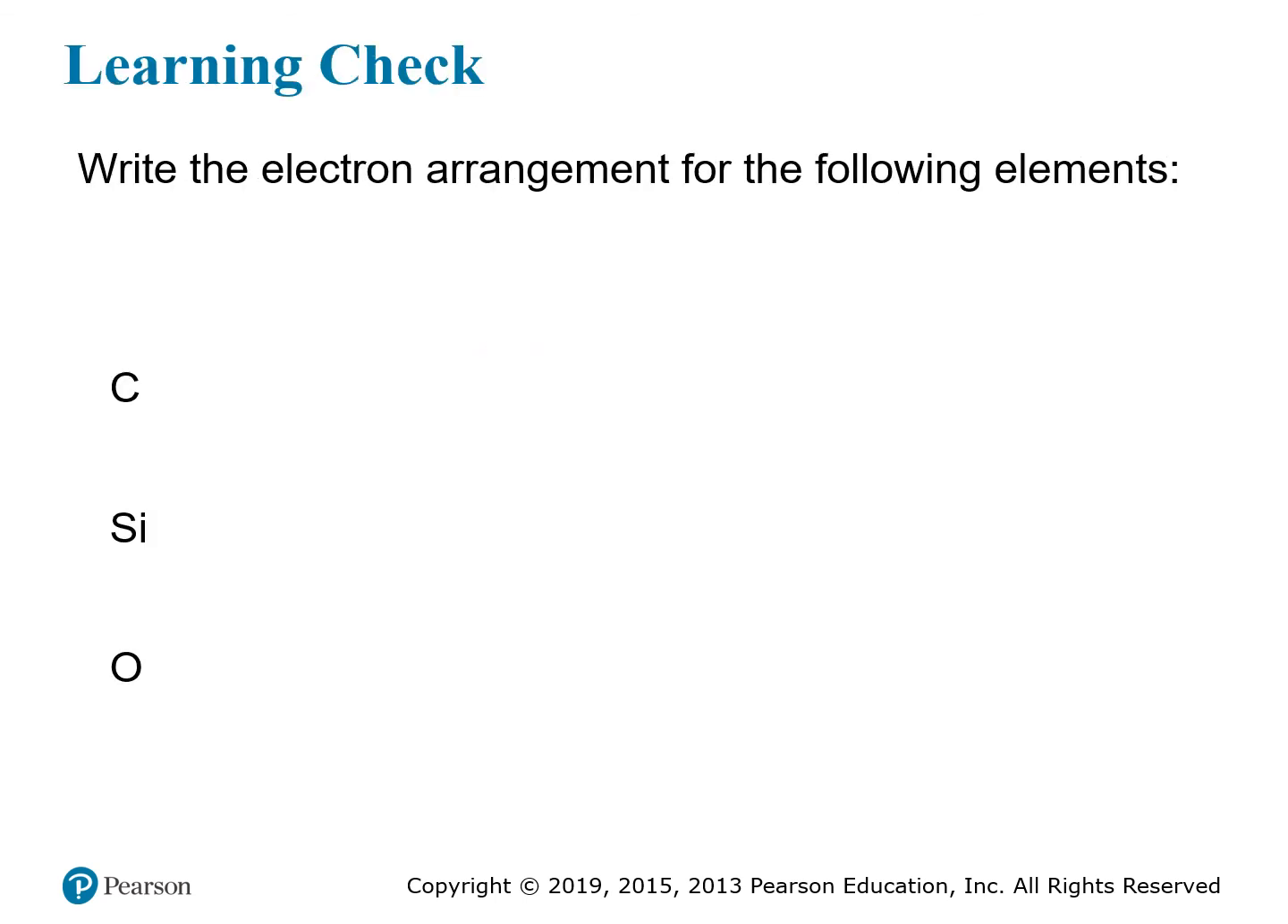Let's do a few more examples. Write the electron arrangement, or the electron configuration, for the following elements: carbon, silicon, and oxygen. Now, to do this, you need a periodic table.